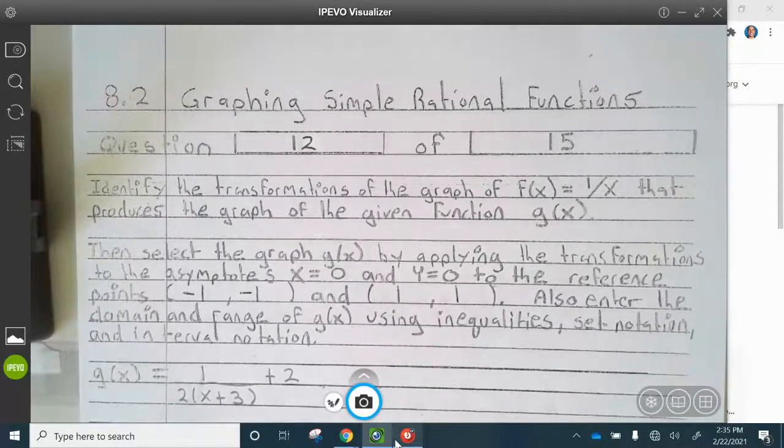The transformations of the graph of f of x that produce g of x: a horizontal compression by a factor of 1/2, that's because of this 1/2 right here. A translation of 3 units to the left, that's because of this right here. And 2 units up, that's because of this right here. Okay, finish up step 1.